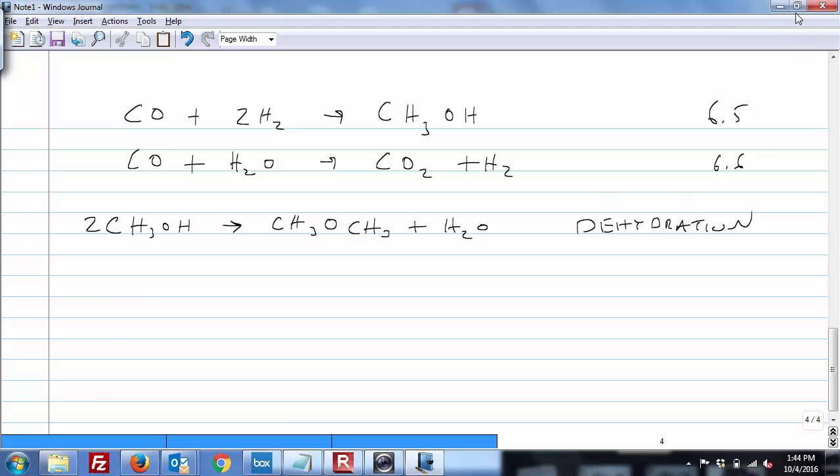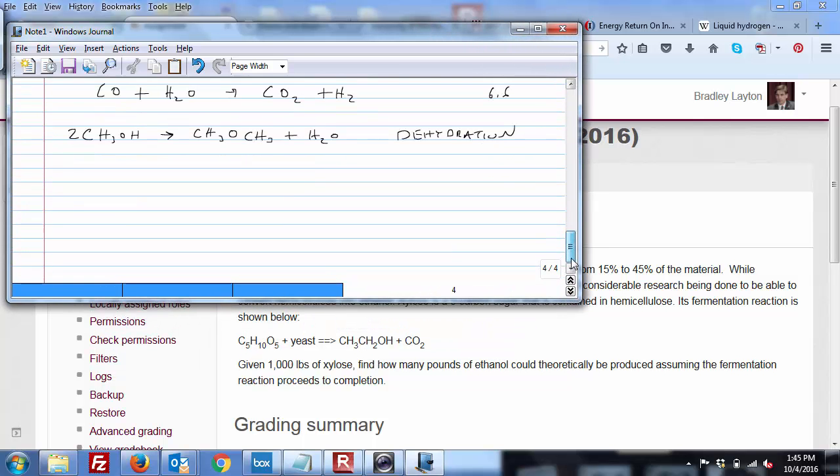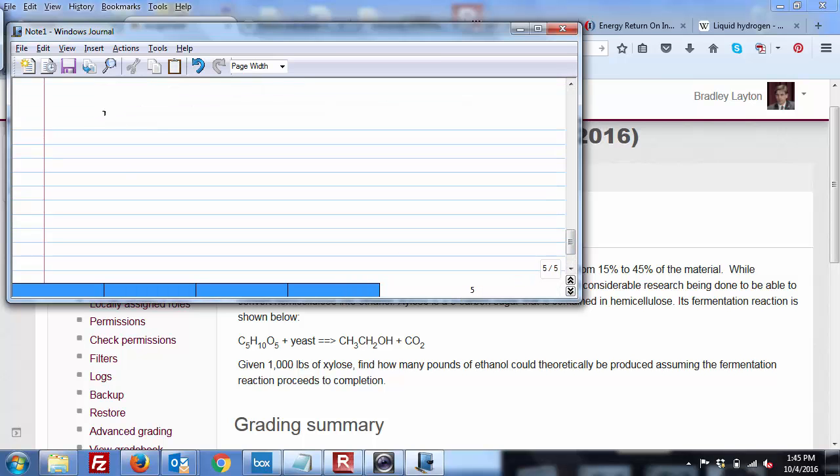Let's just take a look at it here. So you got C, which is 12, and H is, let's see, that's not on the problem. So here's your xylose: C5H10O5. So you got 1,000 pounds of this. Okay, so plus yeast yields ethanol, CH3CH2OH. So I'm just going to write it this way: C2H6O.